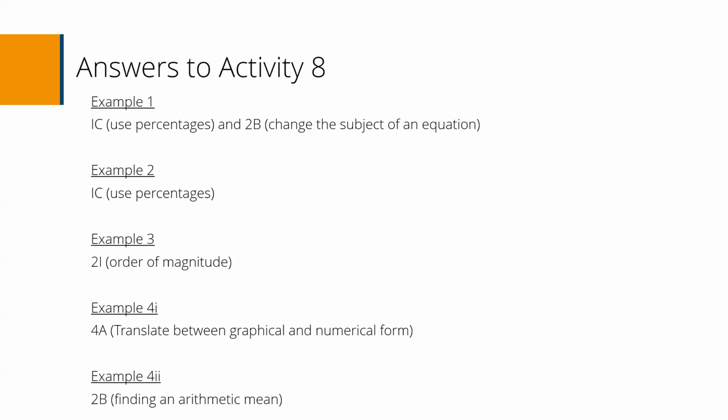Students need to know that magnification equals size of image over real size. So they need to know that equation. Good. Example four was 4A, translating between graphical and numerical. And then 4.2 was the example of finding an average mean, which is 2B. The important thing is not that you're able to identify the name and number of the calculations yourself, but that your scheme of work allows them to cover the maths content that's indicated.